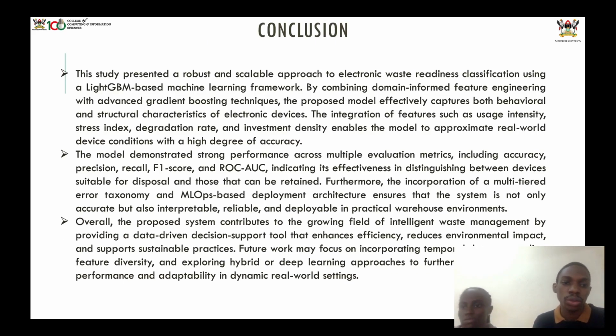Next, we have the conclusion. This study represented a robust and scalable approach to electronic waste readiness classification using an LGBM machine learning framework. By combining domain-informed feature engineering with advanced gradient boosting techniques, the proposed model effectively captures both behavioral and structural characteristics of electronic devices.